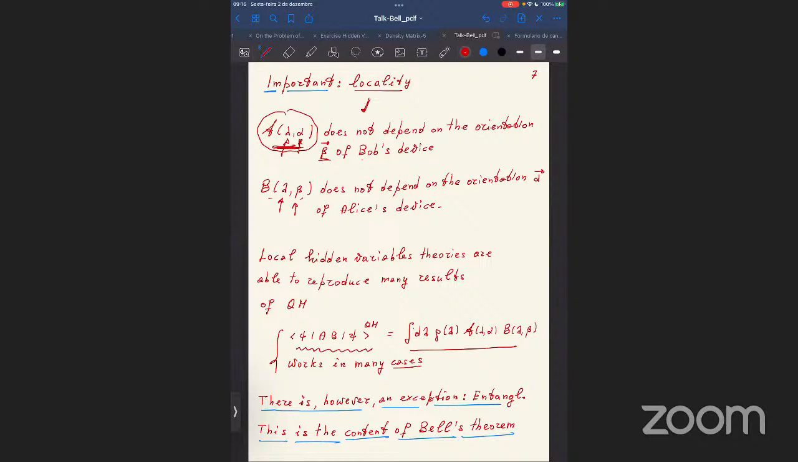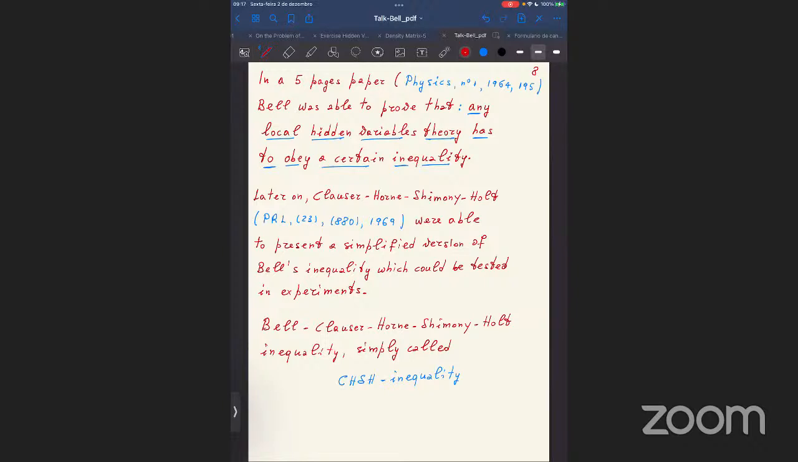There is, however, an exception, which is the entanglement. So this is the content of the Bell theorem. Bell, in a 5-page paper in 64, was able to prove that any local hidden variable theory must obey a certain inequality, which is called the Bell inequality. Later on, a few years later, in 69, Clauser, Horne, Shimony, and Holt were able to present a simplified version of the Bell inequality, which is nowadays called the CHSH inequality, and which can be tested in experiments. This was a very big, big progress.